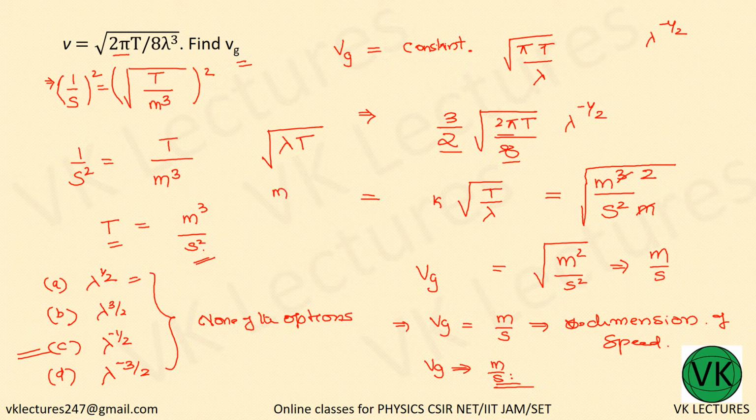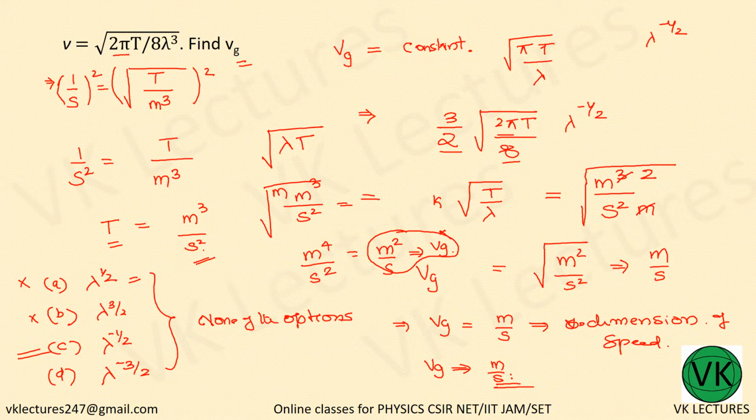Lambda is meter, and the dimension of t is meter cube per second square, right? Under root, it will be equal to meter power 4 by s square, that is, meter square per second. This is not the dimension of velocity, so option A is wrong. Similarly, B and D will also be proven wrong. So this power of lambda has to be minus 1 by 2.